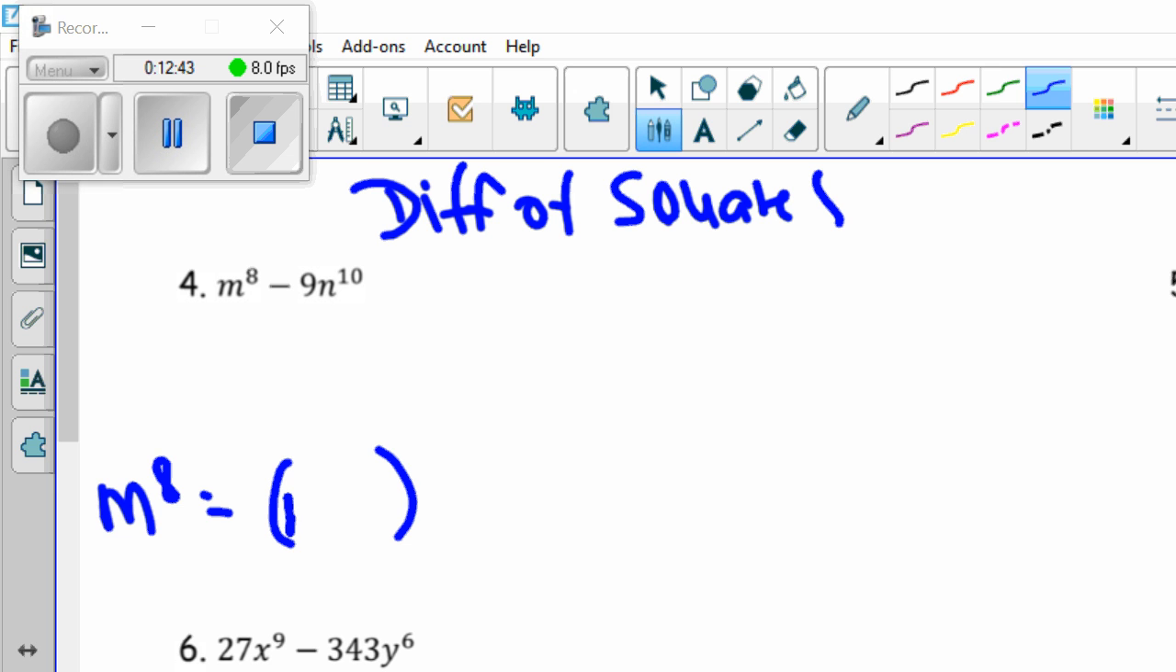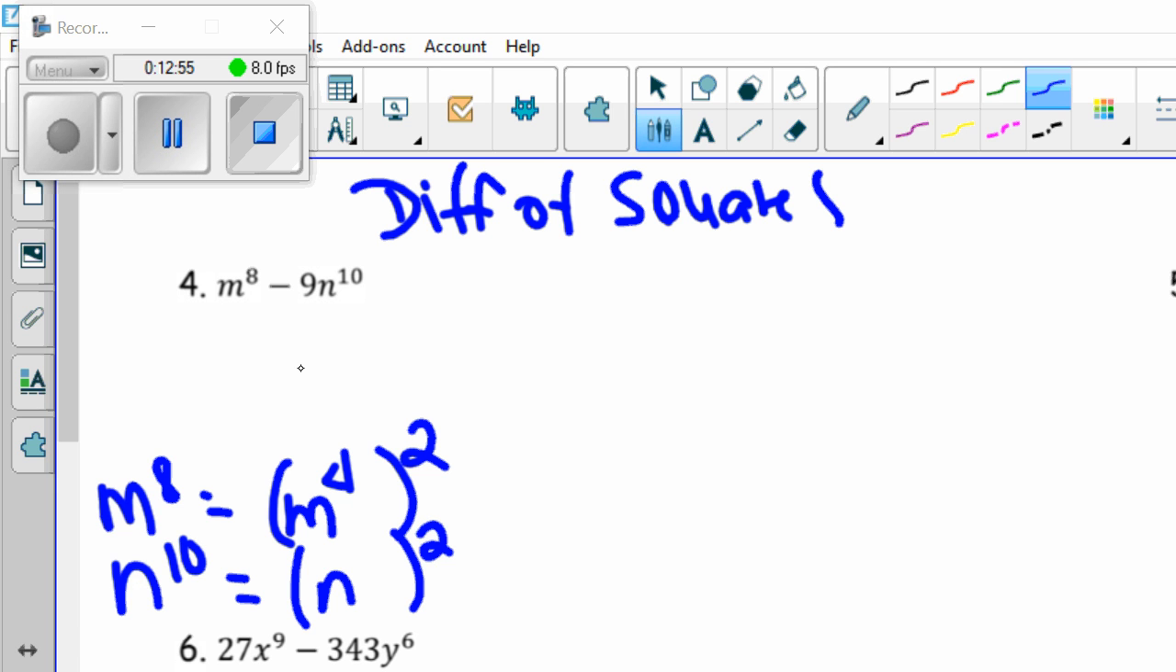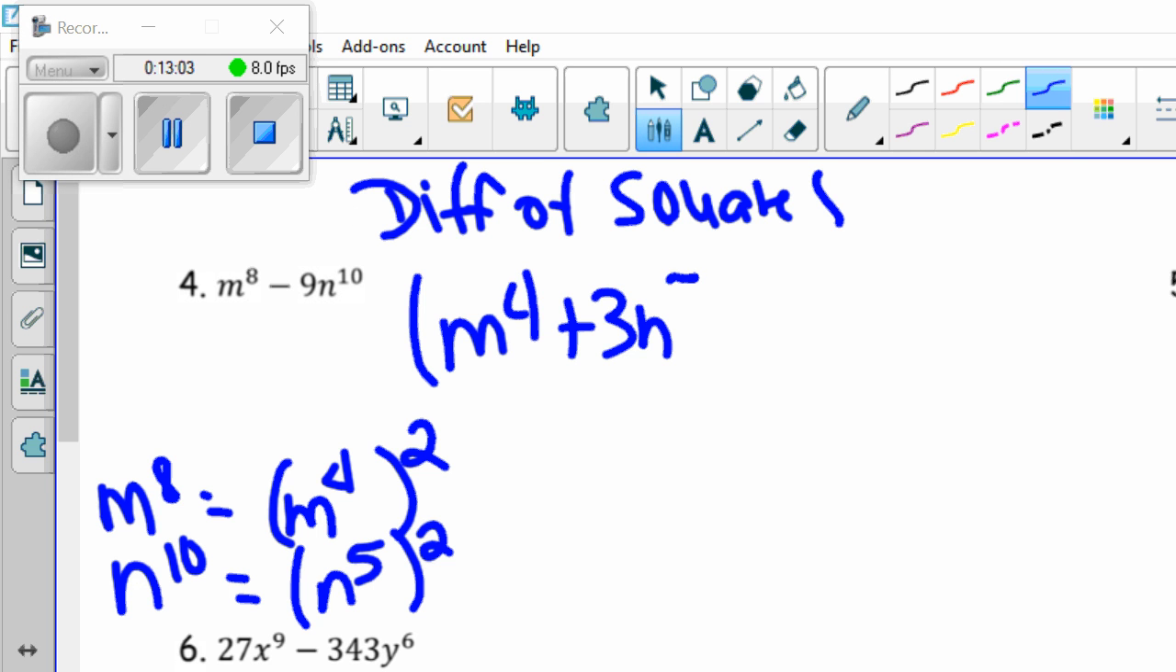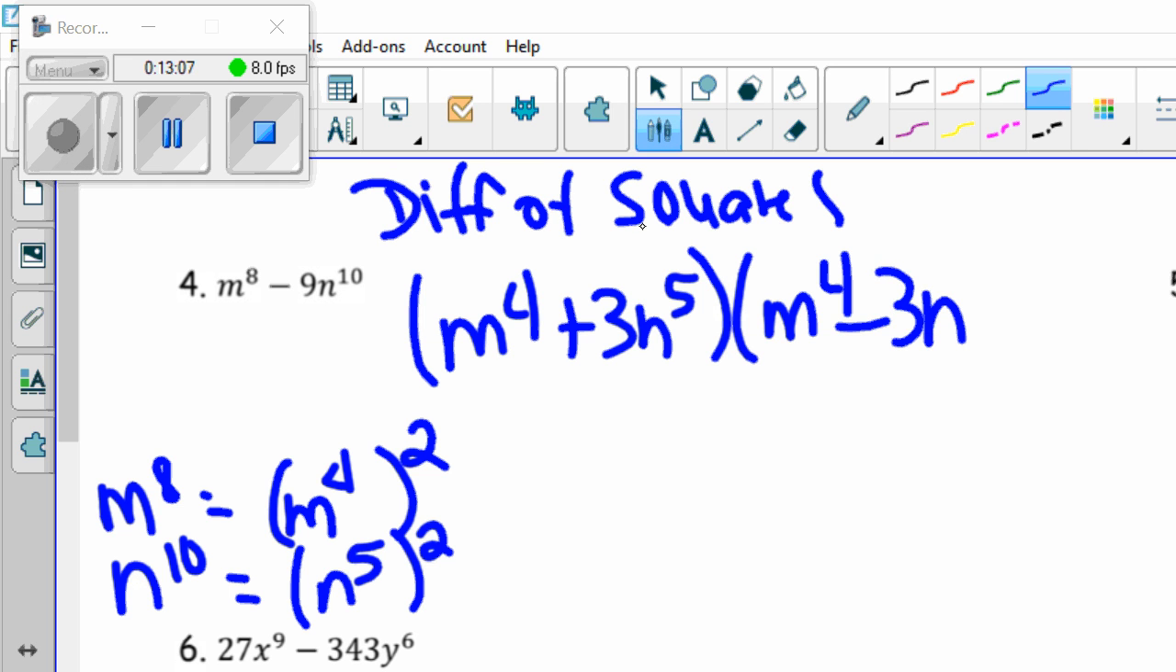I want to see that would be m to what power squared. So what would I have to multiply 2 by to get 8? 4. Okay. Into the 10th, into what power squared? So what do I have to multiply 2 by to get 10? 5. So this would factor to m to the 4th plus 3n to the 5th times m to the 4th minus 3n to the 5th.